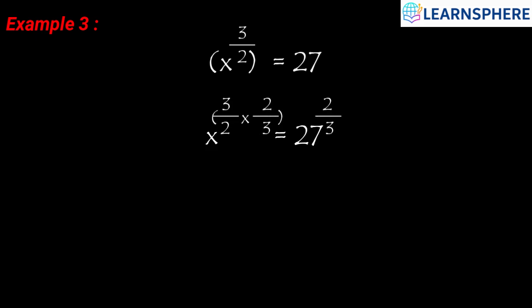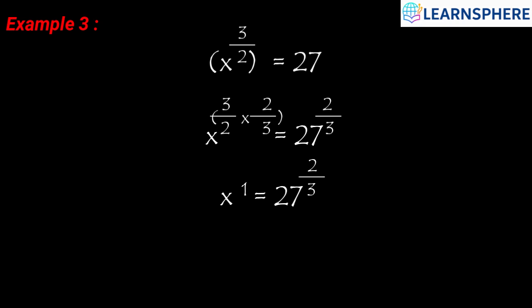Let's go on to example 3. Now we have x in the base, and x is raised to the power of 3 over 2, and is equal to 27 on the right-hand side. What we can do is, on the left-hand side, we can make the power of x to be 1. Therefore, we have to take x to the power of 3 over 2 times 2 over 3. And we have to multiply the powers on the right-hand side as well. Therefore, it will be 27 to the power of 2 over 3.